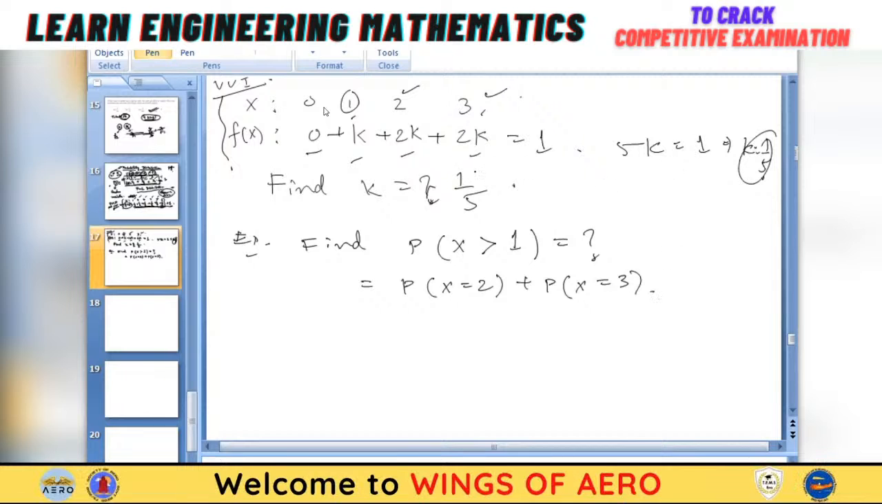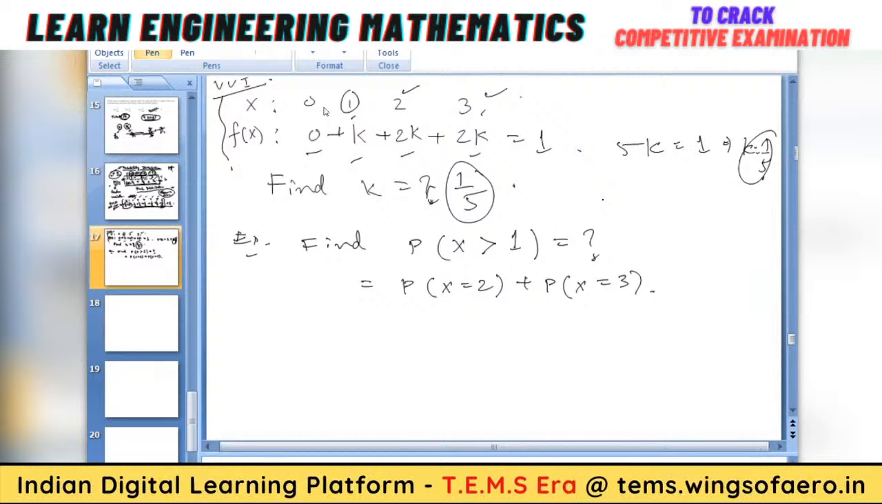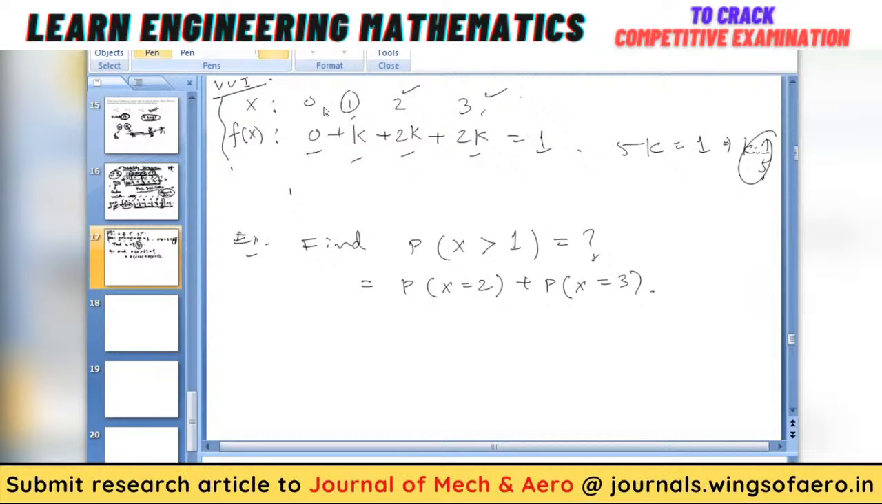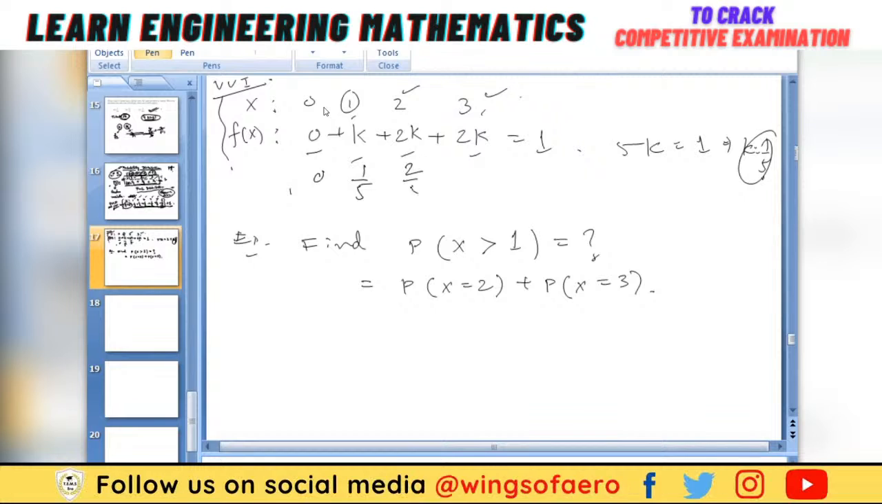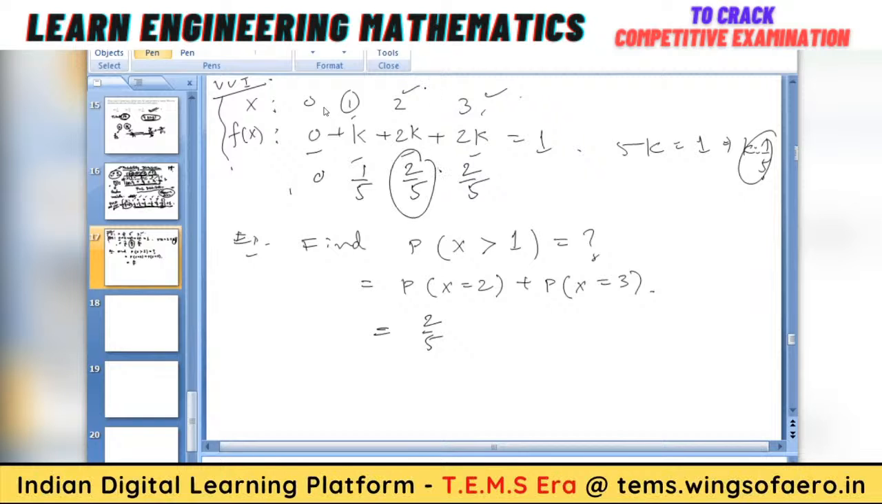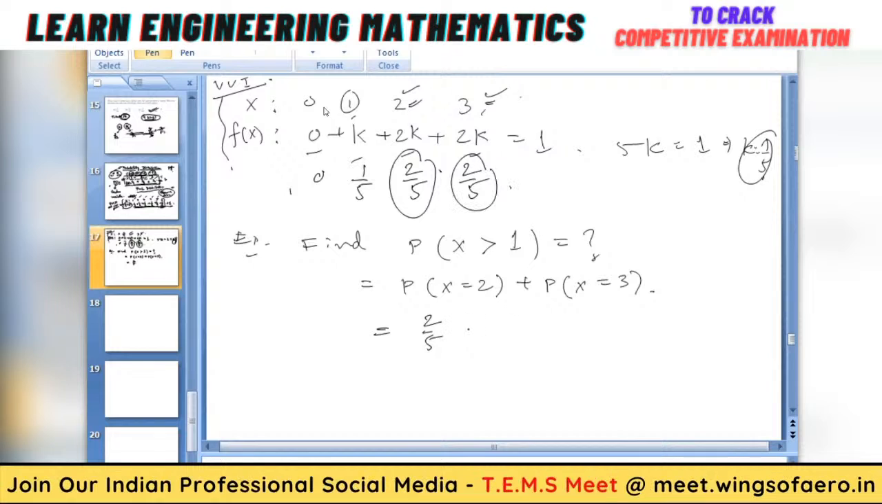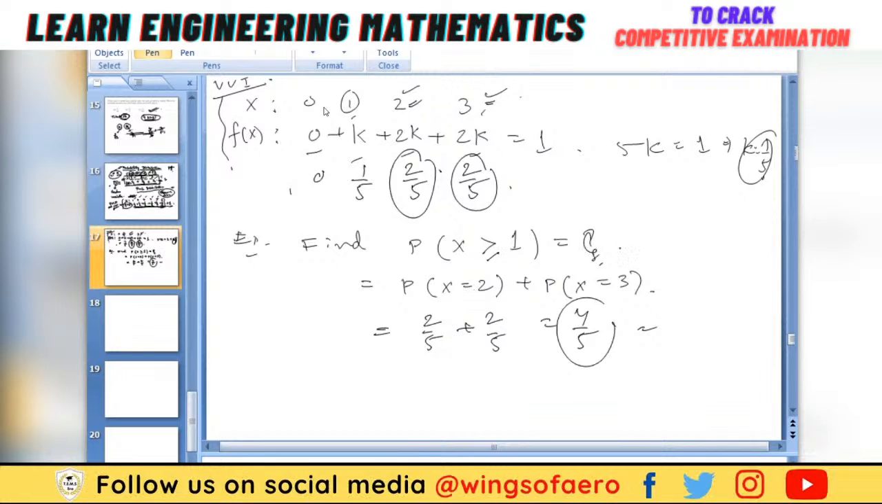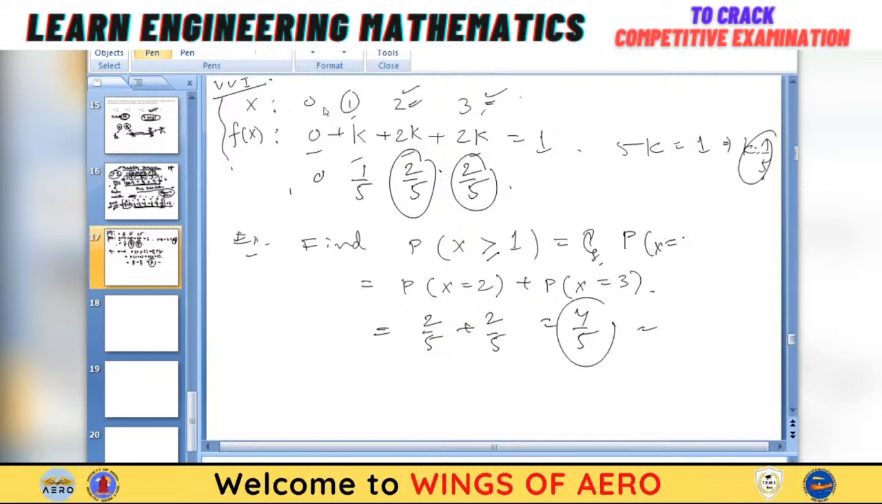Okay, so now you know the value of k. What is the value of k? 1 by 5. Using the value of k to find all these probabilities, I'm putting the values here: 0, 1 by 5, 2 by 5, 2 by 5. These are the probabilities. So probability x equal to 2 is 2 by 5. This is probability x equal to 3, it is 2 by 5 again. So it is equal to 4 by 5. If it is x greater than or equal to 1, obviously you should consider probability x equal to 1, probability x equal to 2, probability x equal to 3.